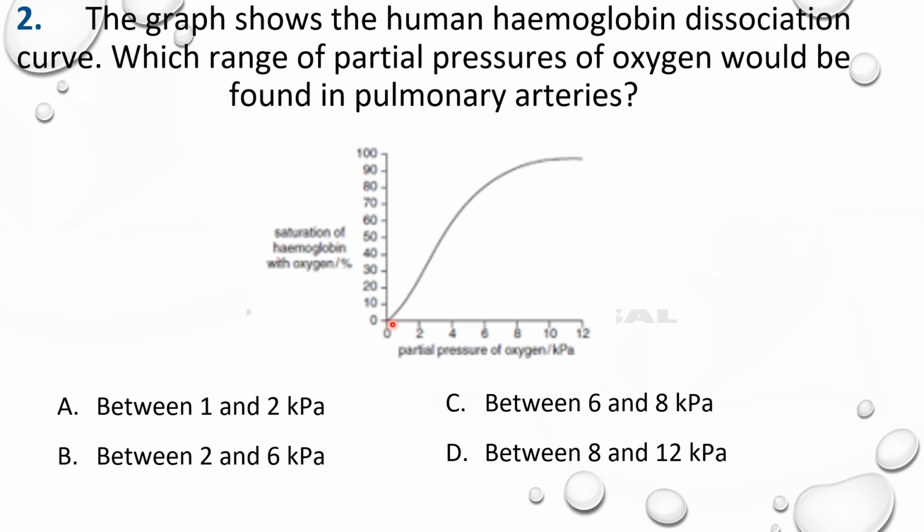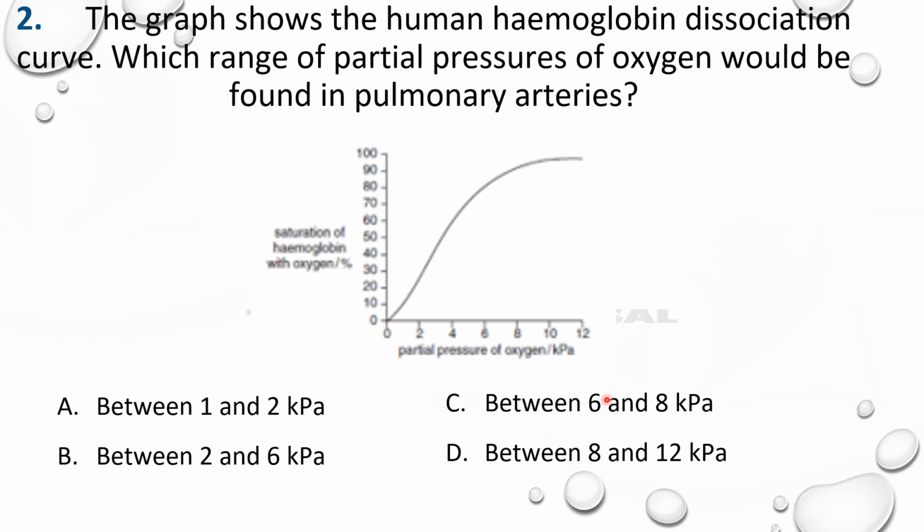All right, this will likely be the partial pressure of oxygen in respiring tissue, and this blood is in pulmonary arteries. So 1 and 2 will be too low. Let's go to B. B says between 2 and 6. Okay, between 2 and 6. That's okay because the blood is deoxygenated already. All right, B looks like the answer, but let's look at the other options.